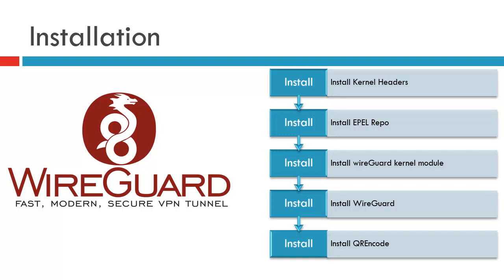We'll talk about how the installation looks in terms of the CentOS operating system. Like I said, you install the kernel headers for WireGuard to be able to compile the module. You install the EPEL repo so that you can install the WireGuard package, and you just install WireGuard and the QR encode package. The QR encode package will let you create QR codes from the configuration file so that you can scan that in your mobile device and don't have to necessarily copy the config file. That's pretty simple, right? That's how the installation looks.